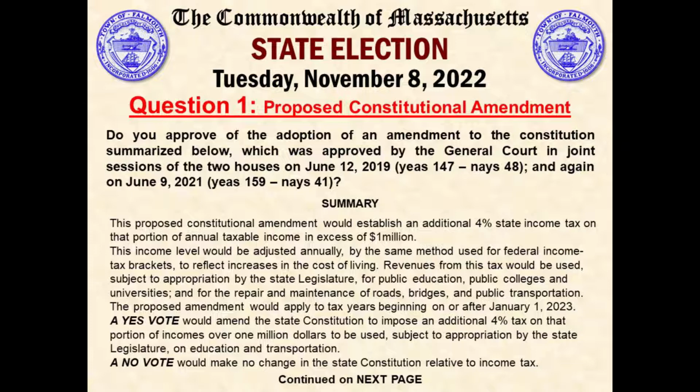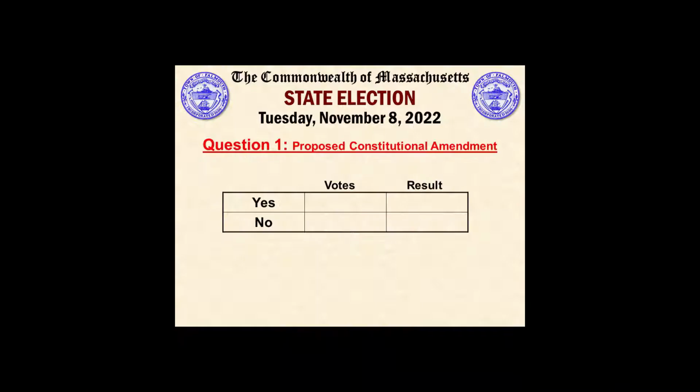A yes vote would amend the state constitution to impose an additional 4% tax on that portion of incomes over $1 million, to be used, subject to appropriation, by the state legislature on education and transportation. A no vote would make no change in the state constitution relative to income tax.